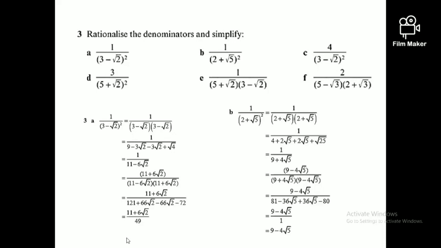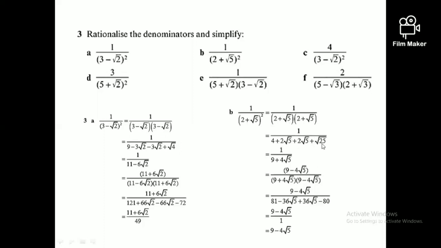Okay. Let's come up with the second example. In this example, the term we need to find is 1 over (2 plus root 5) squared. That is 1 over (2 plus root 5) into (2 plus root 5). Then I'll expand the brackets. 2 into 2 is 4. 2 into root 5 is 2 root 5. Root 5 into 2 is 2 root 5. Root 5 into root 5 is root 25. That is 5.